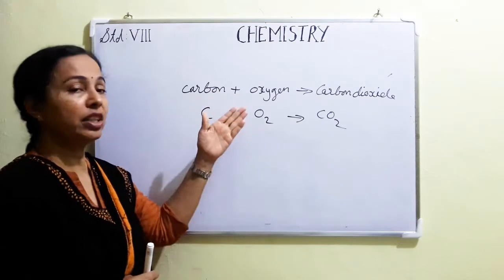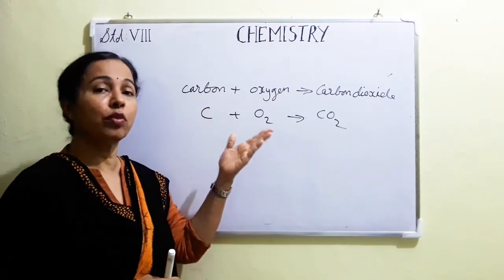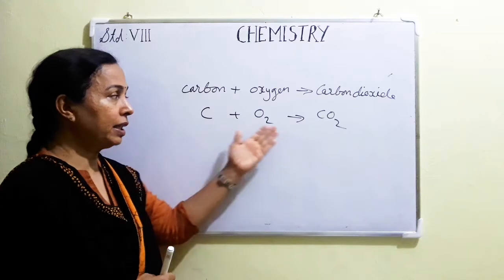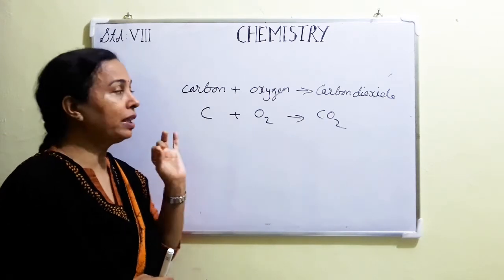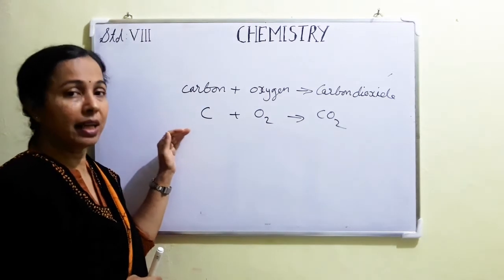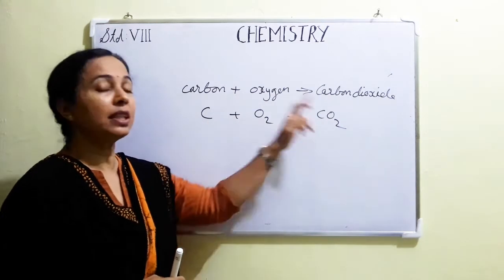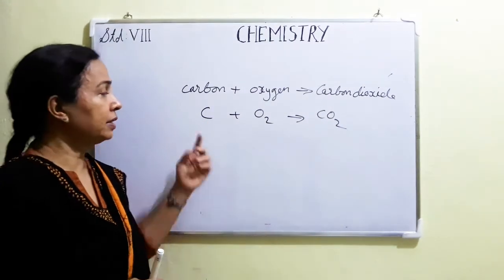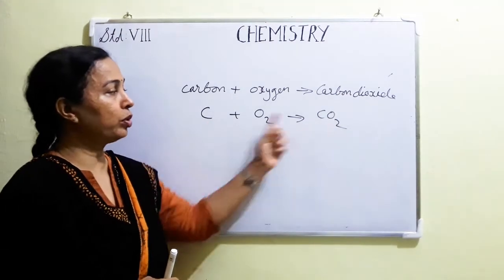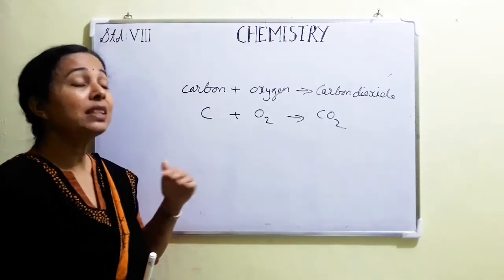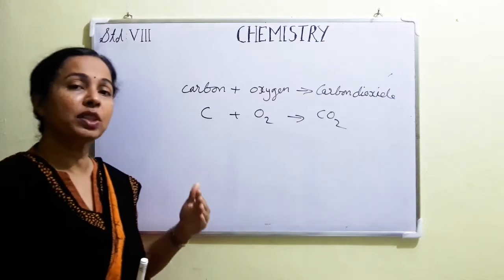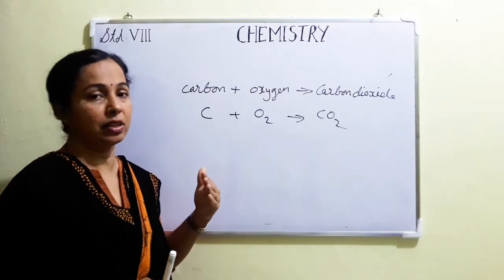Which was the chemical reaction here? Coal burning in air to form carbon dioxide. So the chemical equation is the symbolic representation of a chemical reaction using symbols and formulae of various substances involved in the reaction. See here symbol, here formula. In these two cases formula is used.